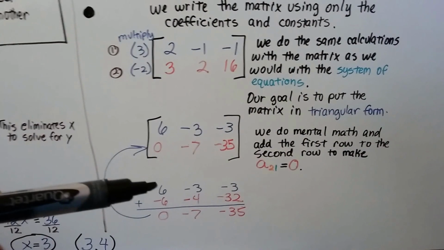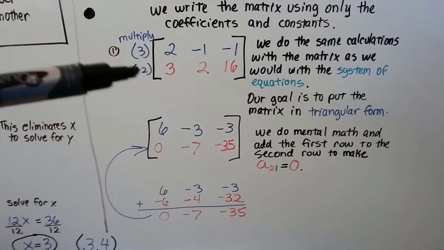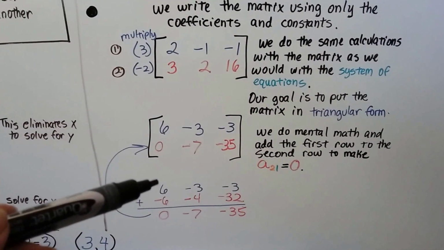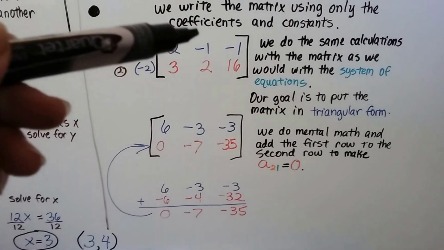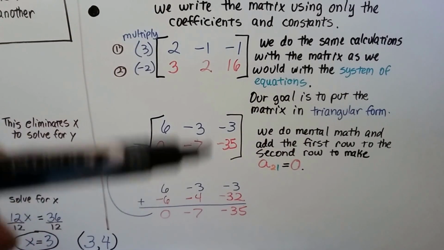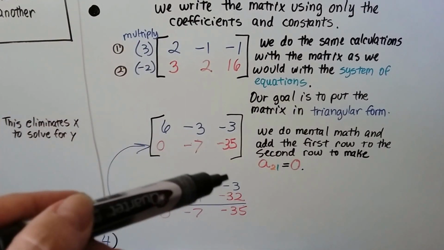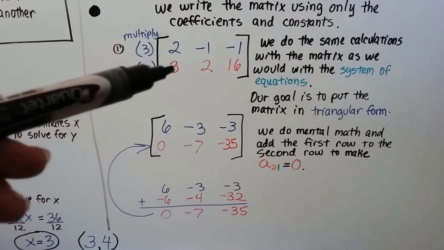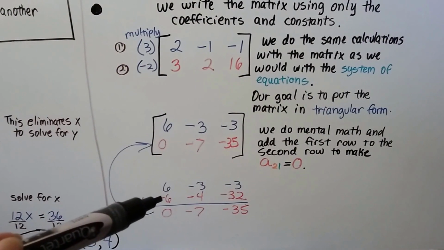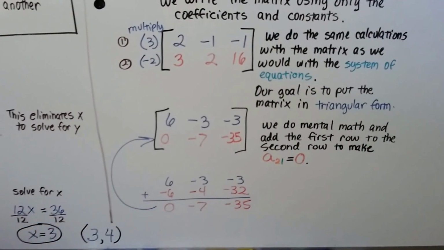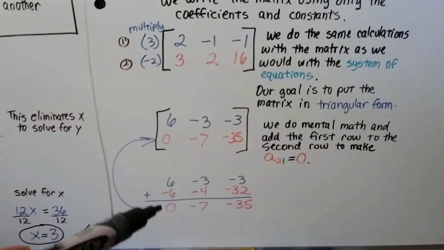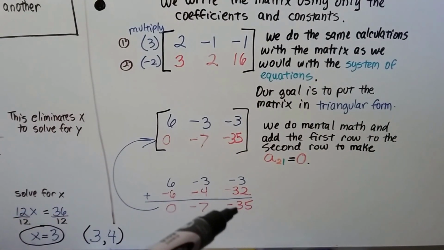See? What we did was, when we multiplied the first row by the 3 and the second by the negative 2, the 2 became a 6. See the 2? This negative 1 became a negative 3, and this negative 1 became a negative 3. And then when we multiplied the red one by negative 2, we got a negative 6, a negative 4, and a negative 32. When we added them together, we got a 0, a negative 7, and a negative 35.